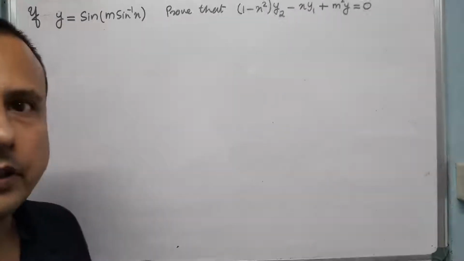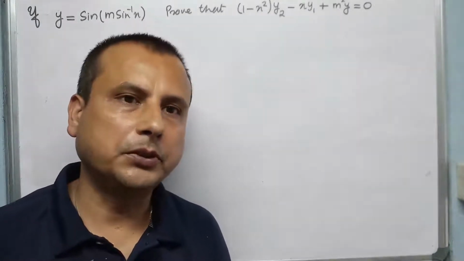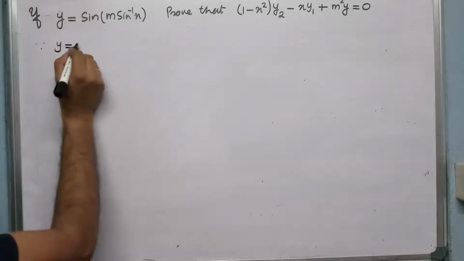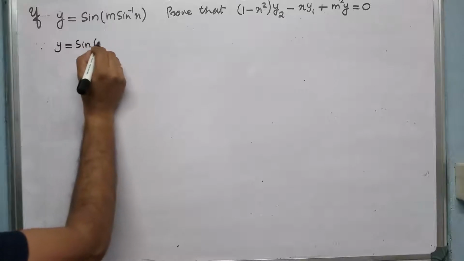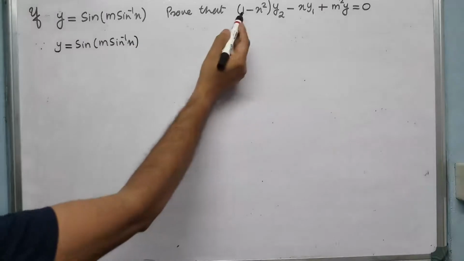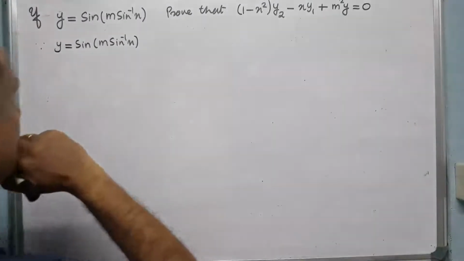Now, students of class 12, today I'll continue with the second order derivative, some important questions. Today is the last class on second order derivative. The given quantity is y equals sine of m sine inverse x. Prove that (1 minus x square) y2 minus x y1 plus m square y equals 0. This you have to prove.